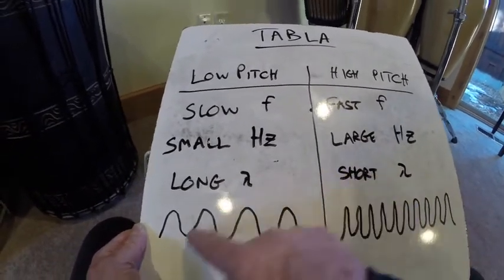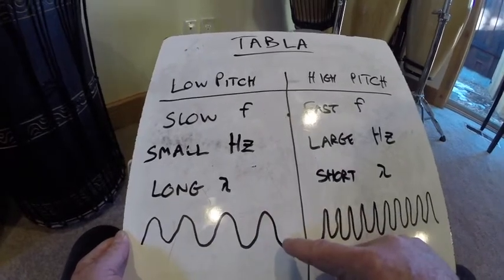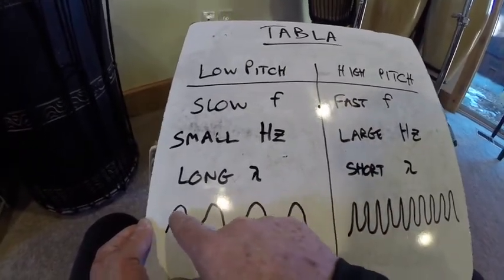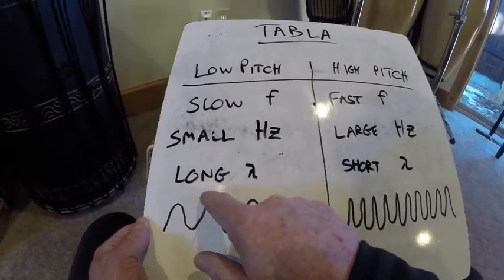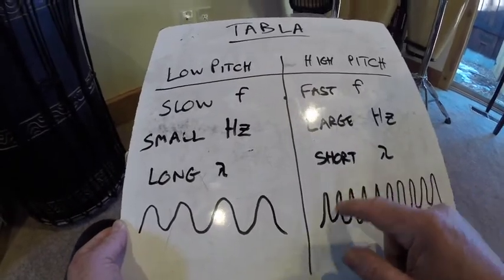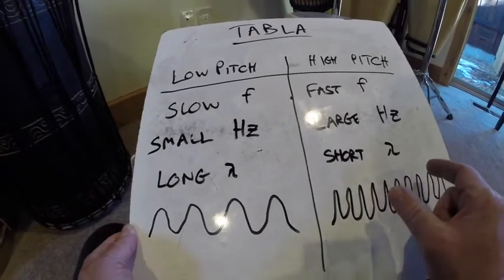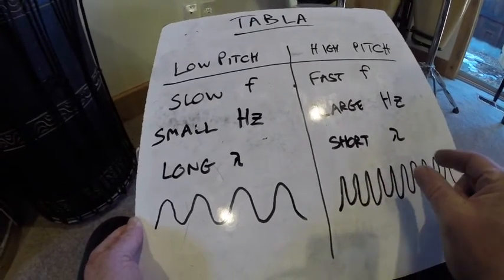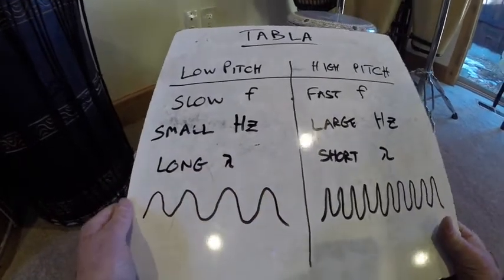So the low pitches, they vibrate like this. They have a long distance between one peak and another, from crest to crest. This way is pretty long compared to this one. They have a short lambda over here. So they vibrate much faster, and the vibrations are shorter. The waves are shorter. The wavelength is shorter. Wavelength is longer over here.